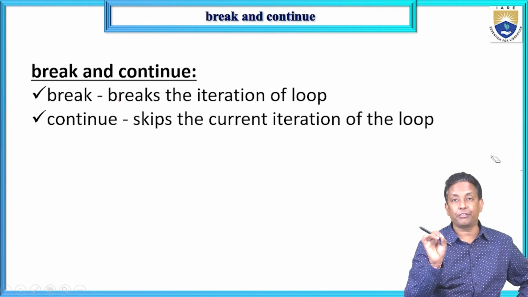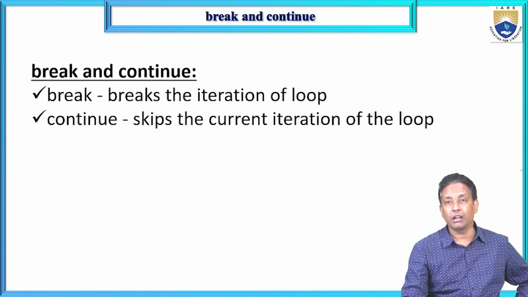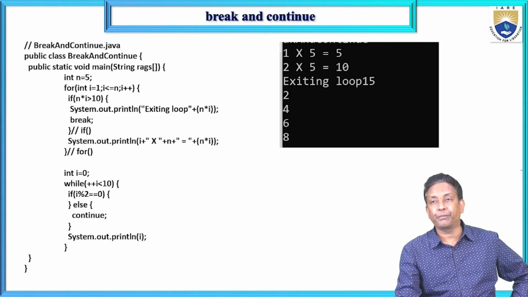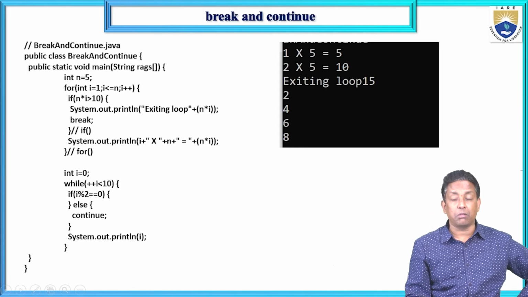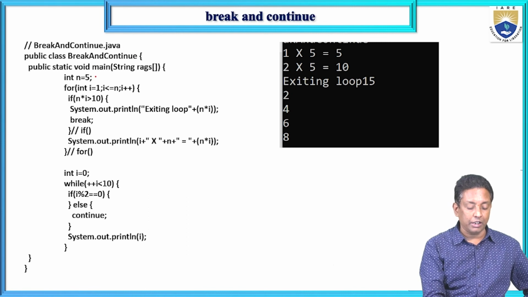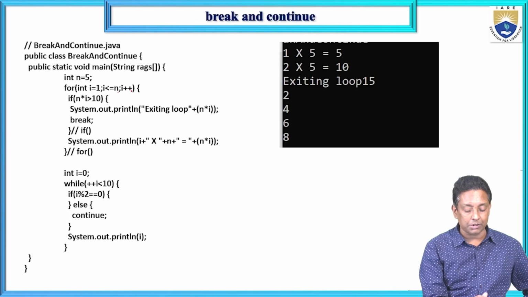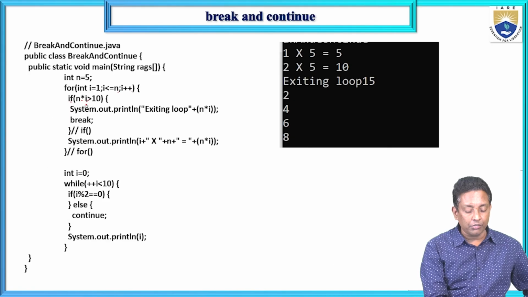Anywhere inside the loops, if you write break, from there the loop will automatically be terminated. Here you see one example. Break and continue example. public class BreakAndContinue, public static void main. int n = 5. for int i = 1; i <= 5; i++, the loop is iterating 1 to 5 times. If n into i, that is 5 times 1, is greater than 10.